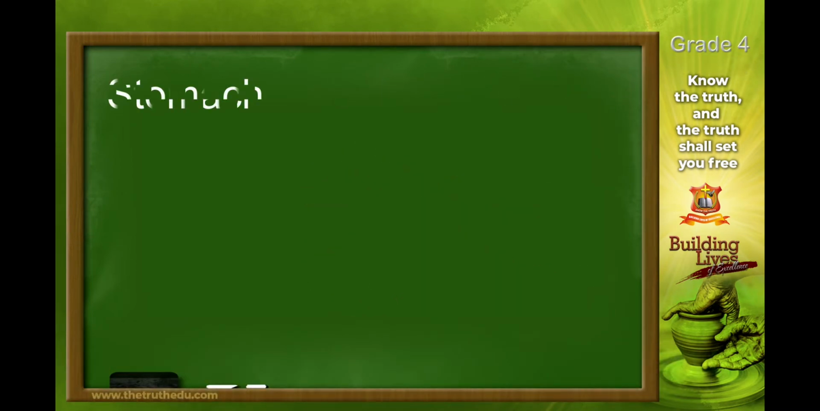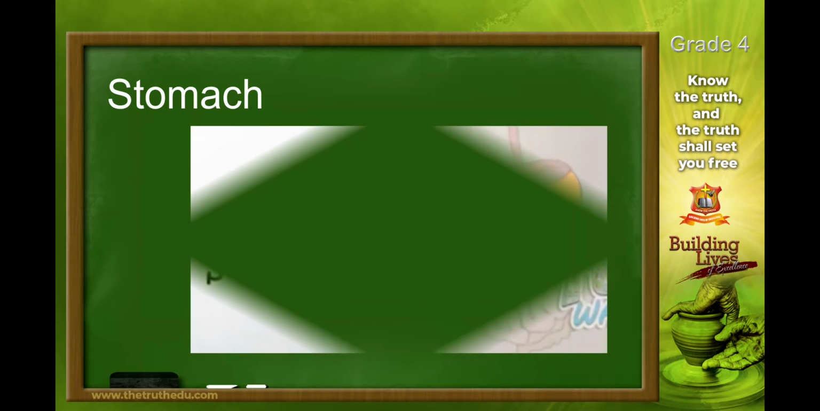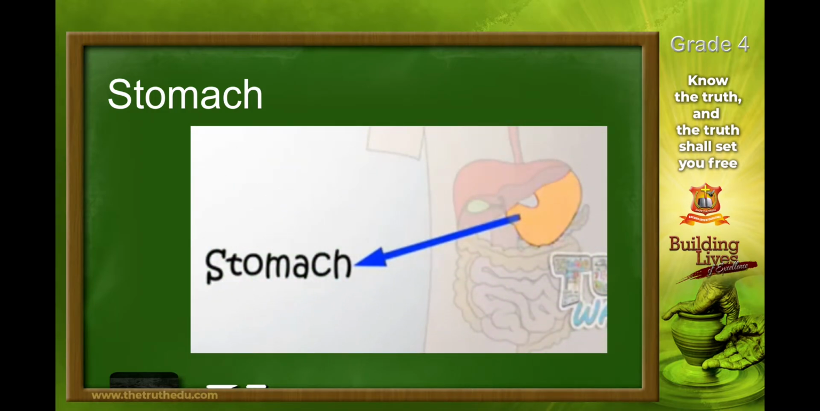So the third part is the stomach. The stomach is a J-shaped organ. Do you know what J is? J is an alphabet. So the stomach is shaped like a J, and that is where the chewed food falls into through the esophagus.